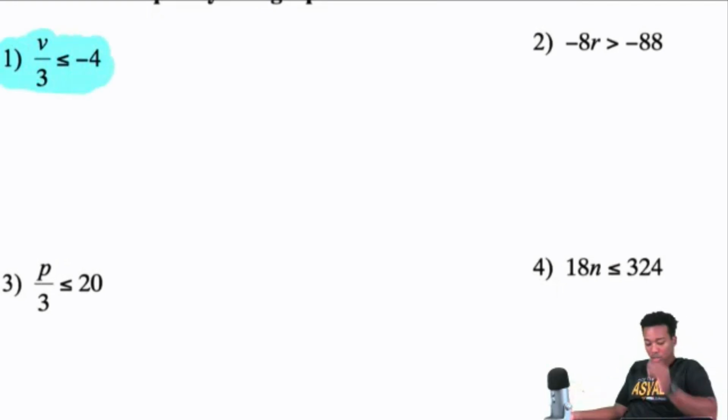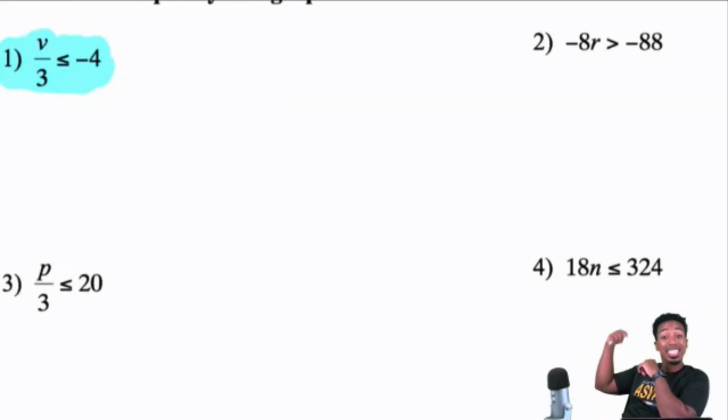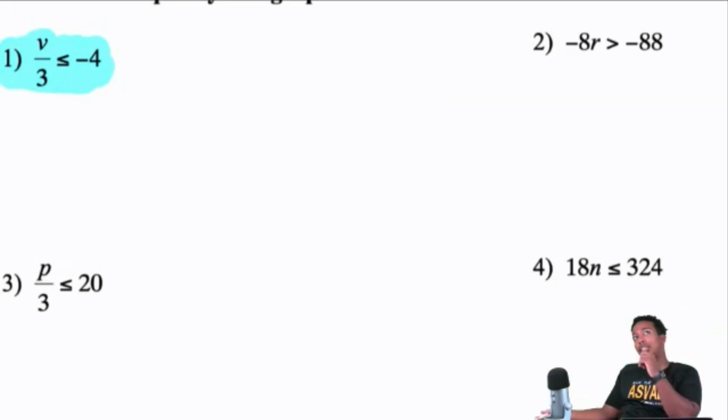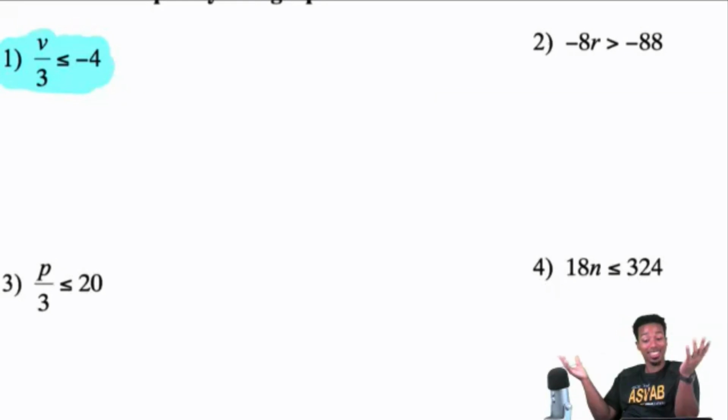Let's highlight it. So everybody, quick question. With the V, what operation is currently happening to it? Right, currently division is happening to that V over there, right? It's V over 3, V divided by 3. So everybody, what is the opposite of dividing by 3? Multiplying by what? Yeah, by 3, exactly.